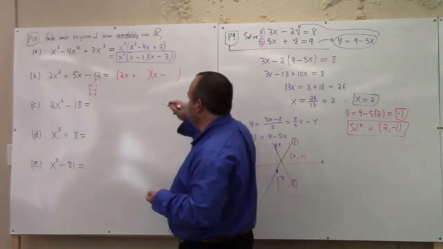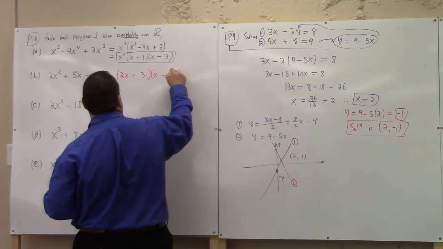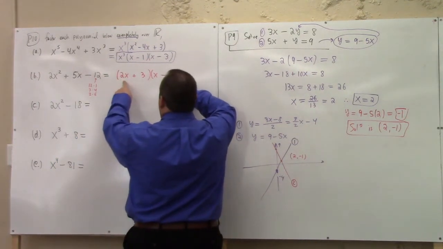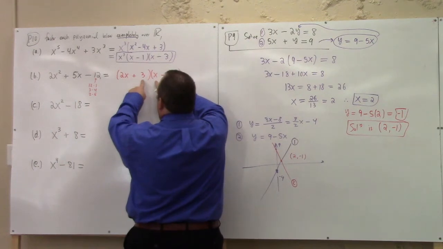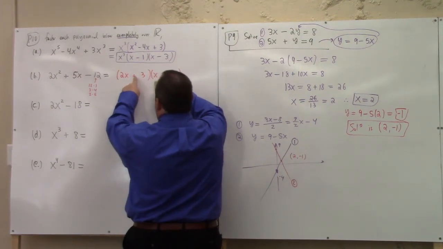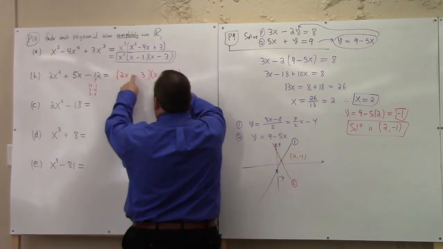What if I put a 3 here and a 4 there? Does that work? Well, I've got a minus 8 plus 3, I got a minus 5x. Well, that almost worked. It's just I've got the wrong sign. So maybe if I just go minus here and plus there, maybe it'll work, right?